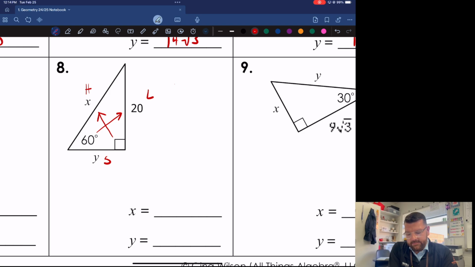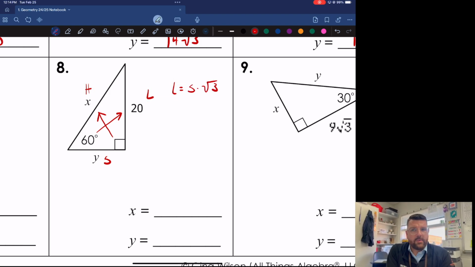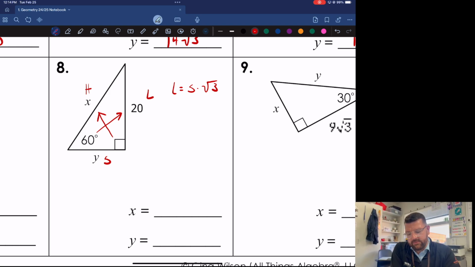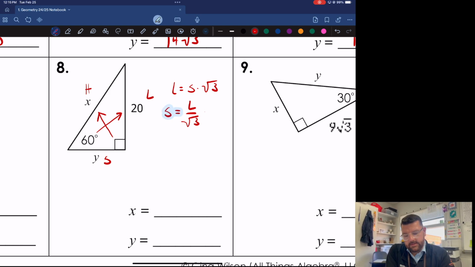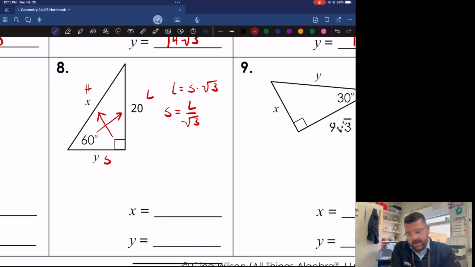The long side said that you could take the short side times the root of 3. You could undo that equation by plugging in 20 where L is, or we can just use the formula for short side, which is the long side divided by the root of 3. So we have 20 divided by the root of 3.